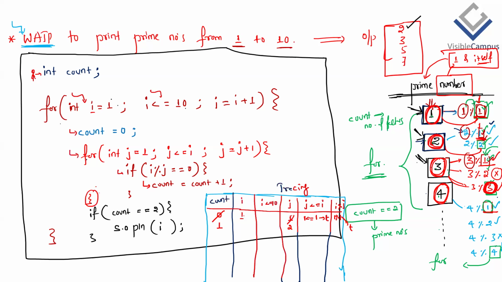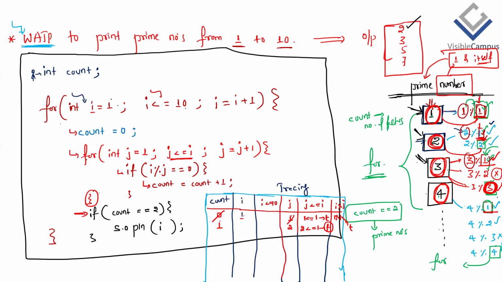From this, did JVM come directly outside? No, as long as this j condition does not become false, the inner loop will keep on executing. That's why j will become 2. Then what's the condition? 2 less than or equal to 1 or not. True or false? False. Therefore, JVM comes to this if condition.